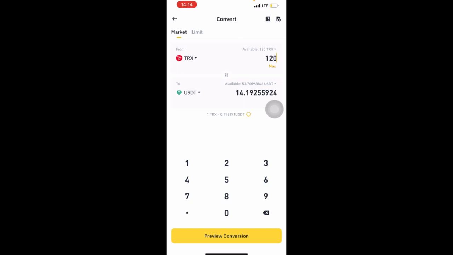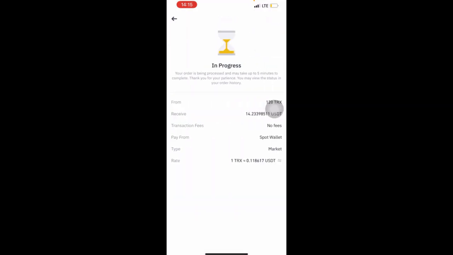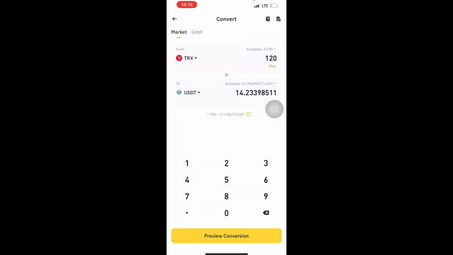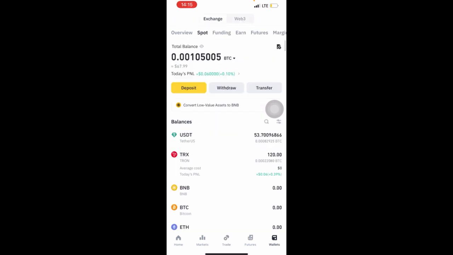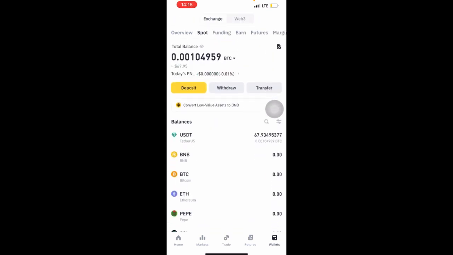Yeah, so I'll click on what? Preview conversion. So okay, convert. So in progress and it's done. So right now I've converted my TRX to USDT. So when I refresh this page, you see that right now there's no BTC, there's no TRX over here. It's only USDT and I have 57.95.